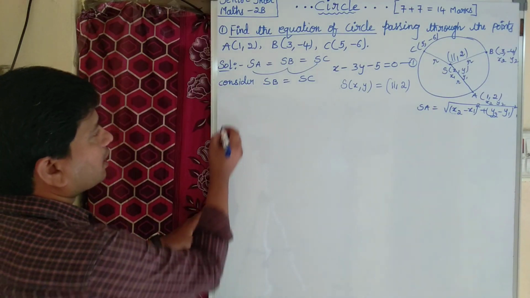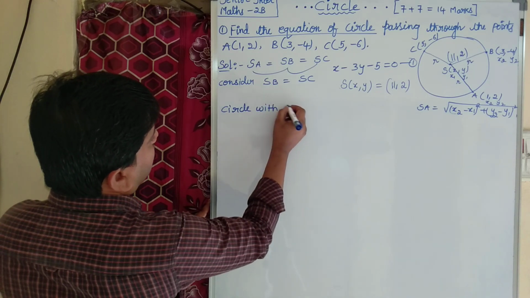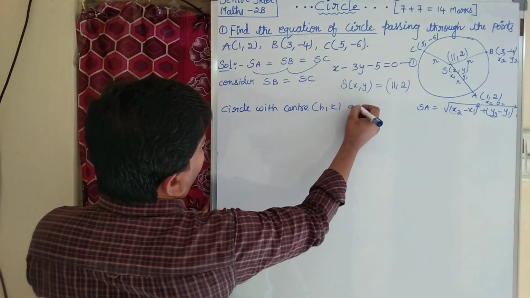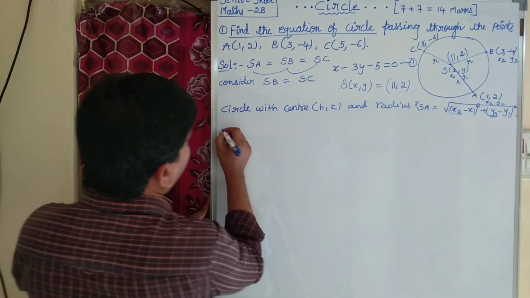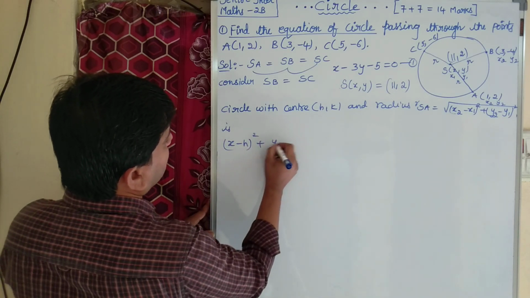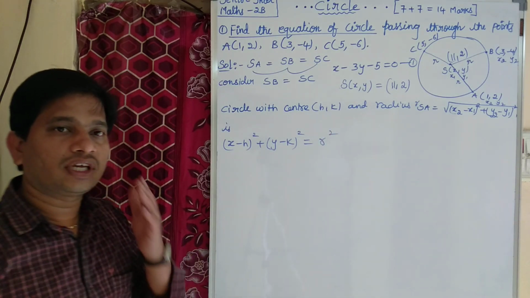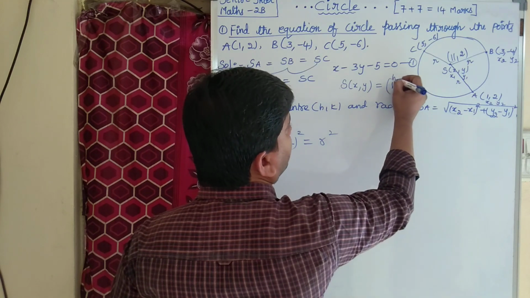Okay, we have the formula: a circle with center h comma k and radius r is x minus h whole square plus y minus k whole square equal to r square. This is our equation of circle formula. Center in general we will represent with the letter h comma k.